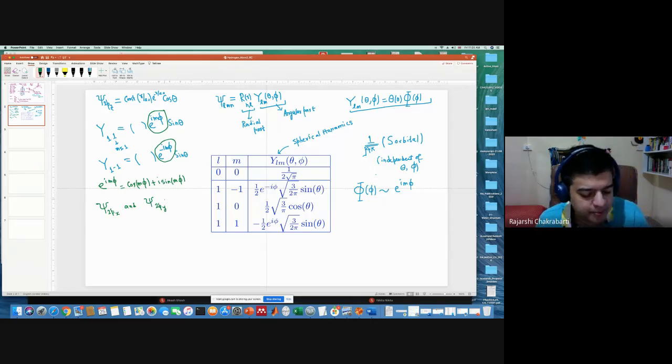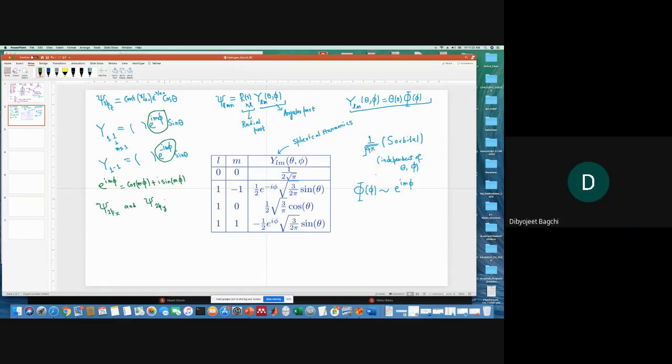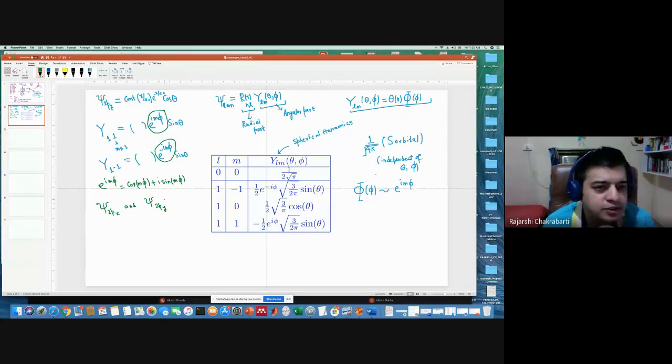So what are the magnetic quantum numbers for 2px and 2py? Can anyone tell me? 1 and minus 1. That can't be defined. Yeah, so that is wrong. So it cannot be defined.